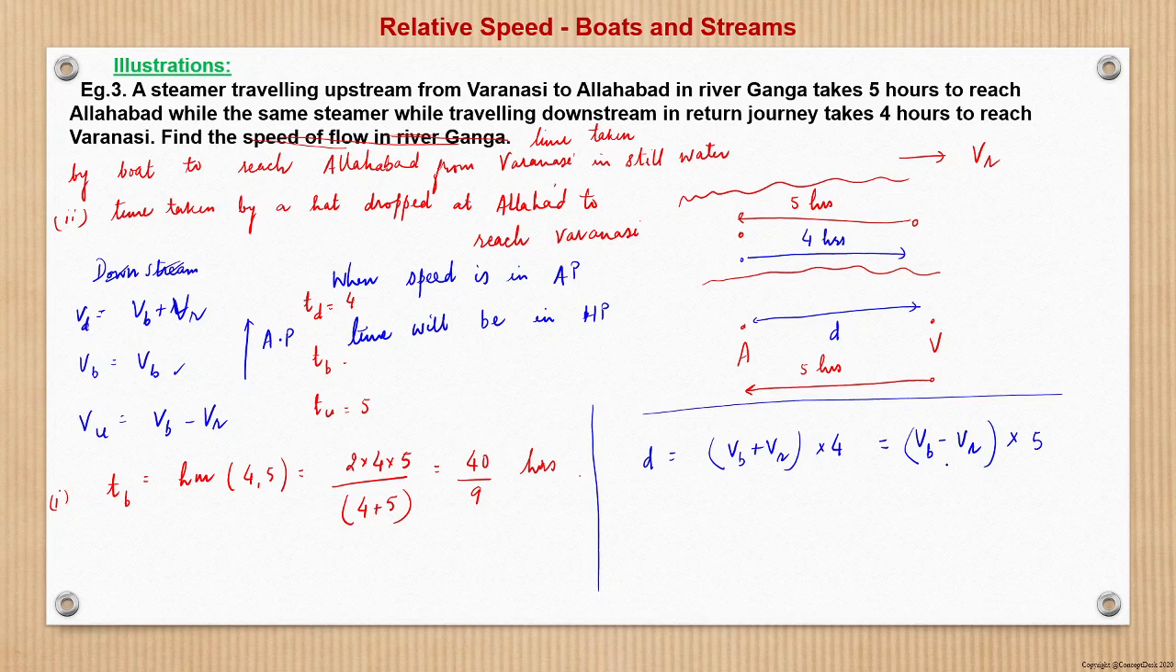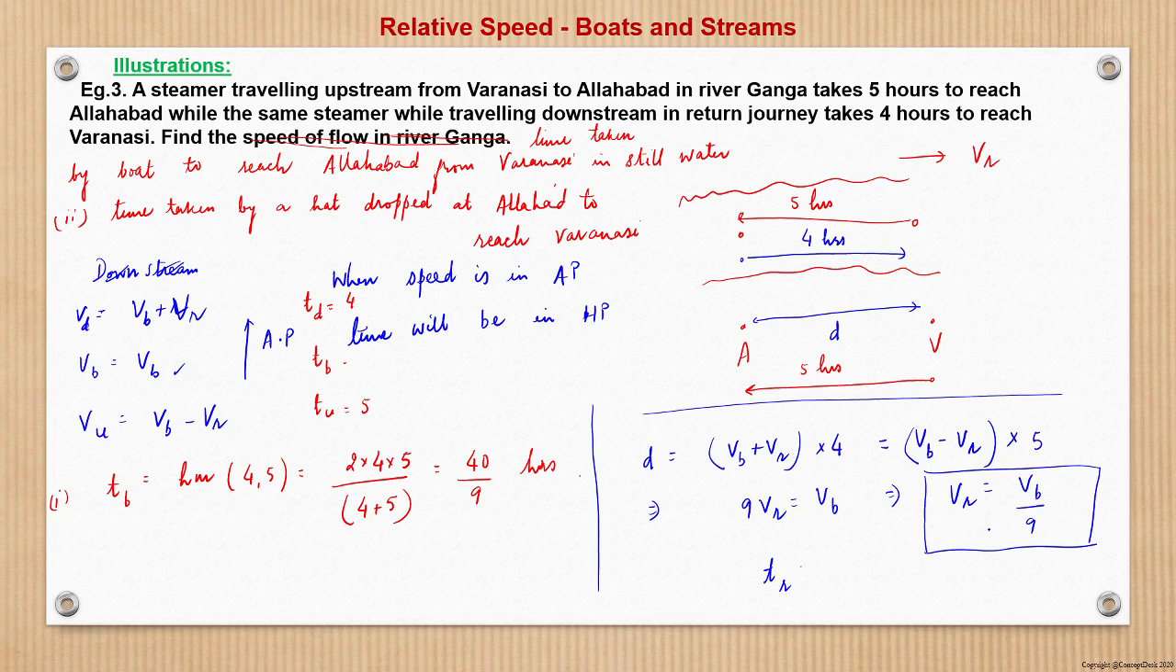So the distances are same in both the cases, so we can equate the two. So here we get that 4Vb plus 4Vr is 5Vb minus 5Vr. So it becomes 9Vr is equal to Vb. So basically we can say that Vr is equal to Vb upon 9. That is, velocity of river is equal to velocity of boat in still water upon 9. And now we know the time, right? So can we say that the time taken by river to reach Allahabad to Varanasi, now the distance is same, right? Distance covered is same, Allahabad to Varanasi.